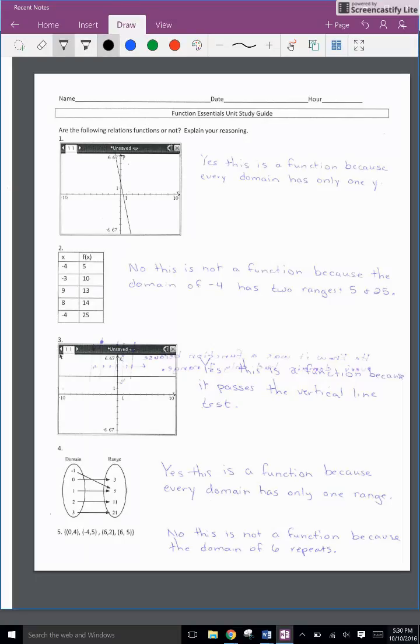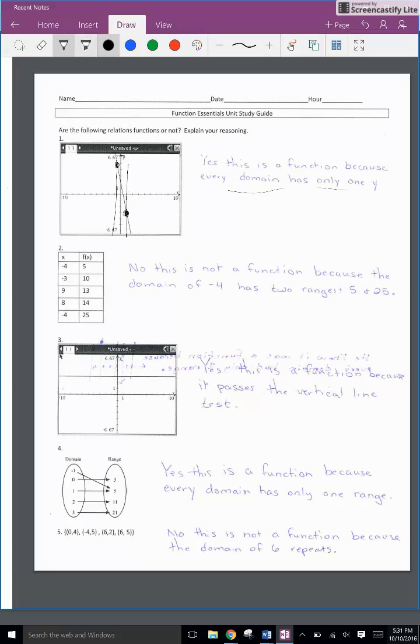vertical line test. And that's just drawing vertical lines throughout the graph and seeing how many times each vertical line crosses the graph line. So in this case, this vertical line only goes through once. This vertical line only goes through once. So that proves, yes, this is a function. You can either say because it passes a vertical line test, or that every domain has only one y.